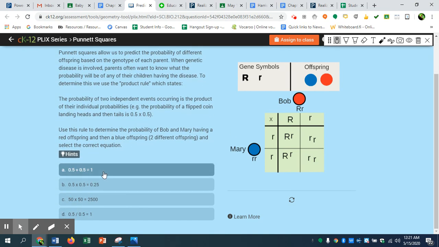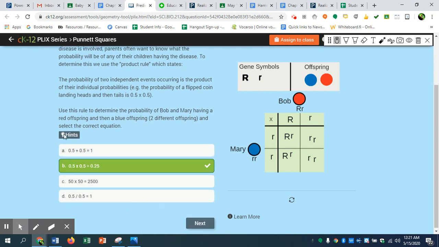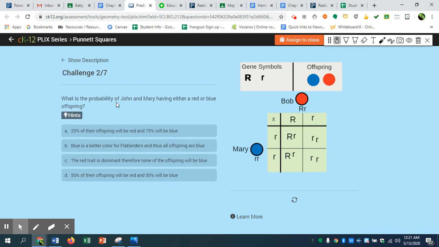We're not going to answer all these questions. I don't like some of these questions. So we're going to skip that one. Even though I got it right. Anyway, what is the probability of John and Mary? John, I think they miswrote that name because it shouldn't be Bob. Anyway, what is the probability of Bob and Mary having either a red or a blue offspring? So we just determined that. So they're going to have 50% red and 50% blue.